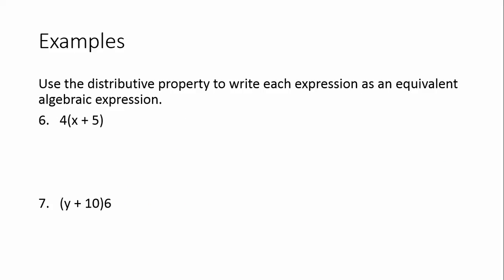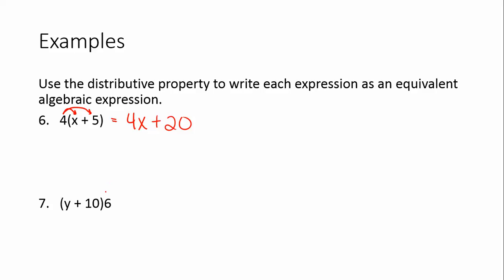We can also use the distributive property to write expressions as equivalent algebraic expressions. So it's very similar. You're still going to take the number on the outside and multiply it by both numbers inside. If it's addition, then we're going to add the two terms together. If it's subtraction, then we're going to subtract the two terms. So 4 times x is 4x. 4 times 5 is 20. So we get 4x plus 20. We can't simplify that any further because we can't add the x term to 20.